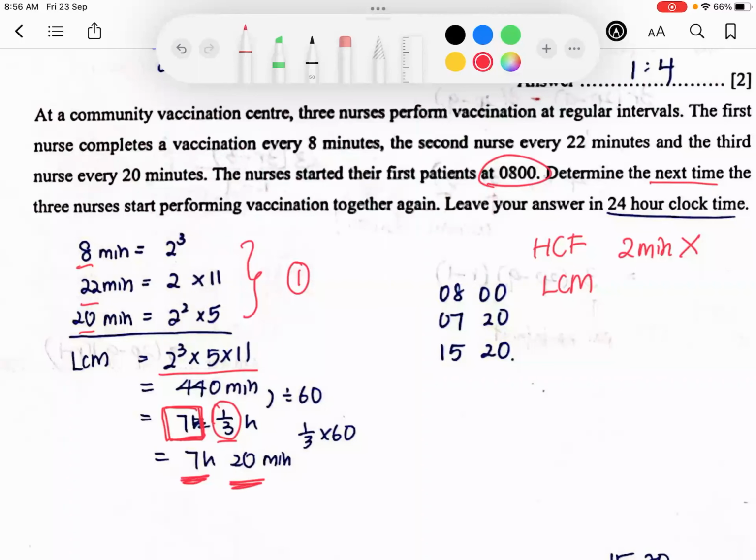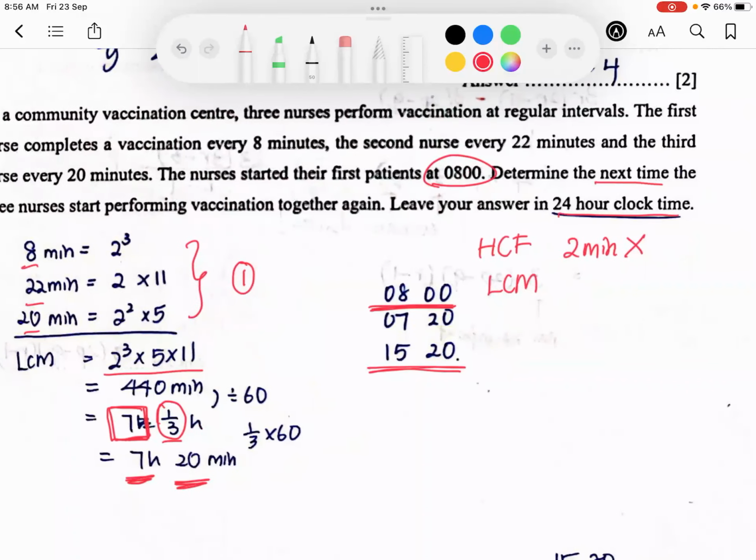Then I add it to my timing. 8 o'clock is the starting time. 7 hours, 20 minutes later, this one is the answer. And the question did say 24-hour time clock. So you cannot give me 3 p.m., 3:20 p.m., or whichever. They want the 24-hour clock. So this one will have to be your answer. Okay.